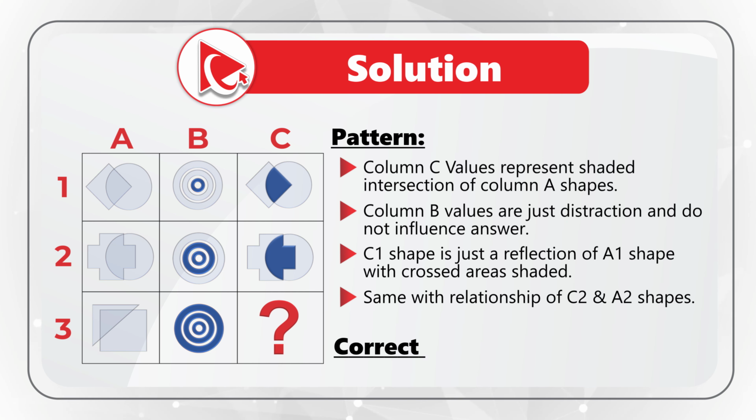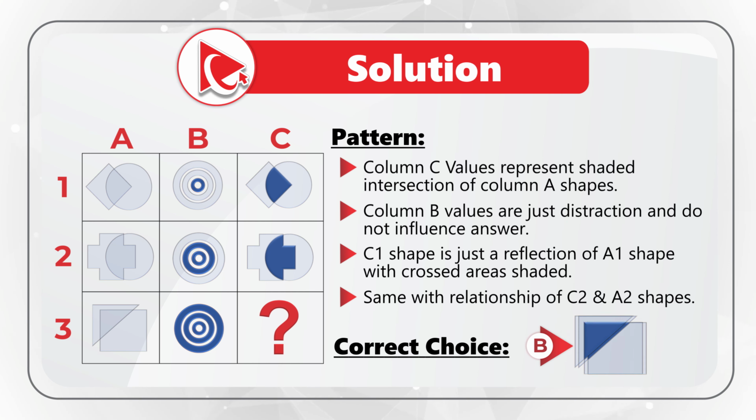Considering this, the correct choice here is choice B, where triangle and square are intersecting, and there's a shaded gray area on the intersection.